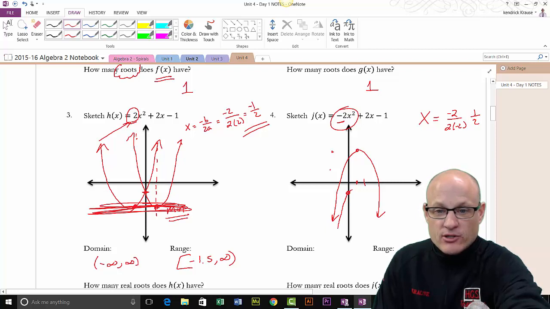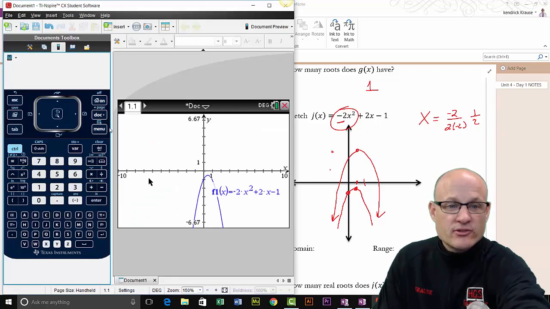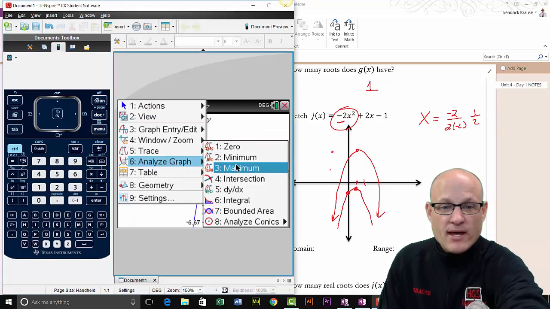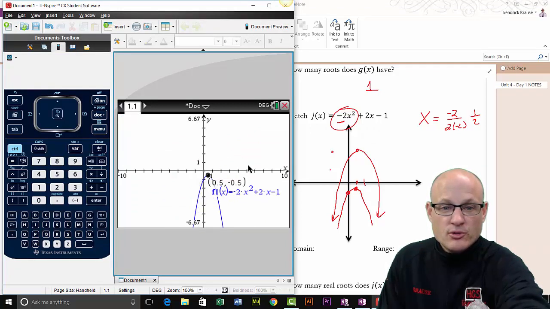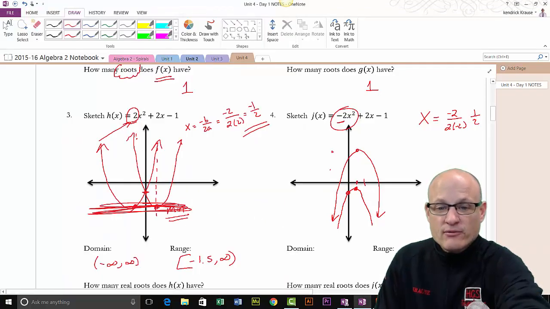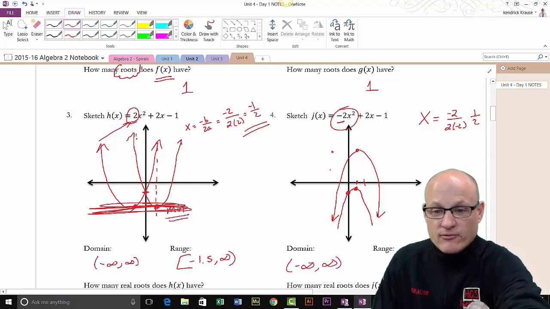I didn't know that, but I knew it was an upside down parabola. I knew it went through here. I knew it was going to have its vertex at 1/2, but I didn't know that it was going to be there. So I need to figure out what that is. In this case, we're going to go to menu, analyze graph, maximum, left, right, boom, and it's at -0.5. So my domain, as always, is -infinity to +infinity. But my range in this case is from -infinity all the way up to -1/2.